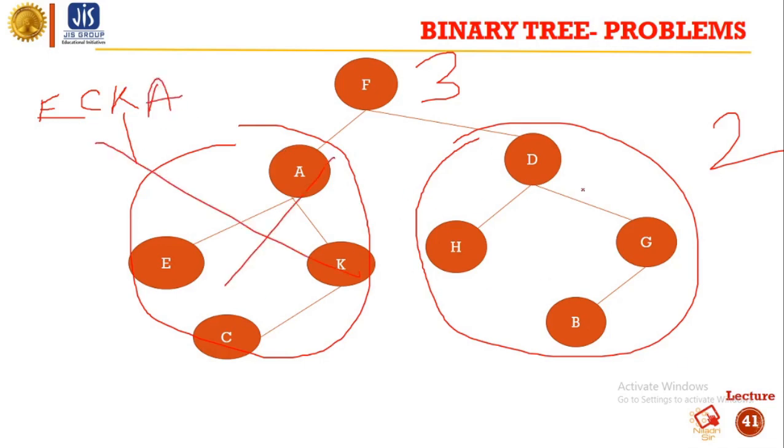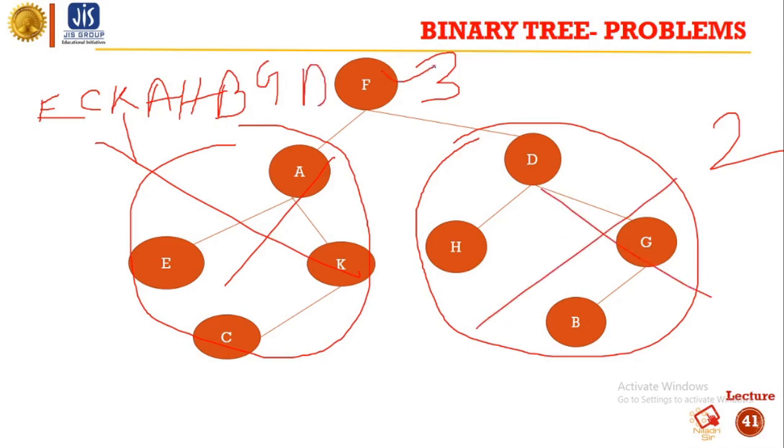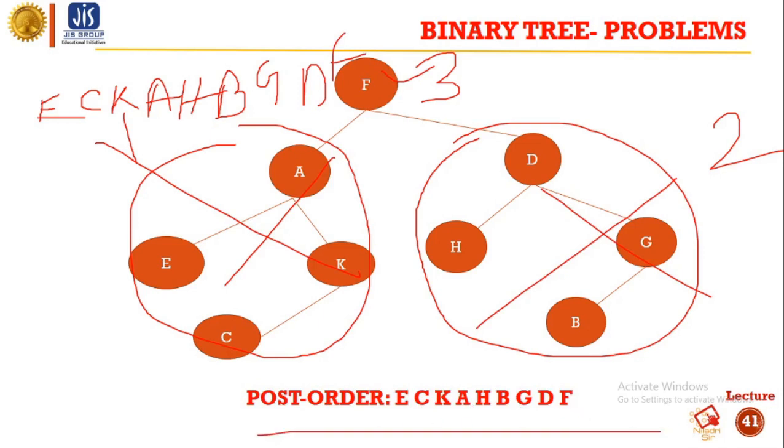Next comes this one. D is the root, H is left, so H. Then the right-hand part is G and B, and among G and B, B will come first, and after that G, and then at last D. So this part is complete. Now come only F. So it is E C K A H B G D F. This is the post-order traversal.